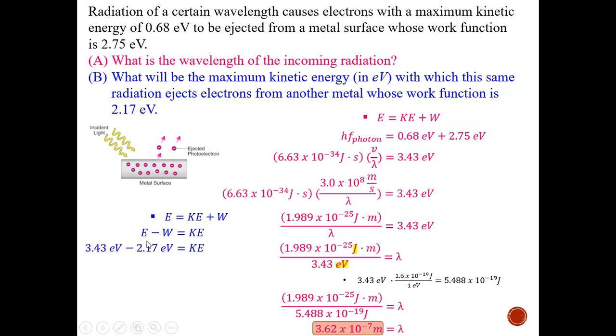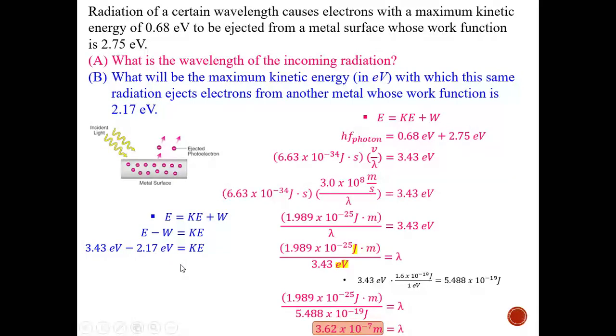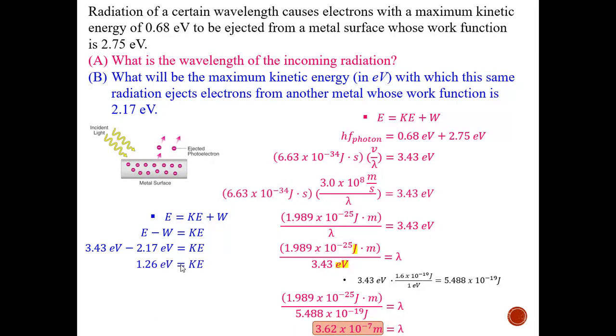So I'm going to plug it in. Here, E is 3.43 eV. I want to subtract from that the work function, which is given as 2.17 eV. So I'm just going to take the difference, and that will give me my Ke. And because it's in electron volts, I'm done. So how much energy was coming in? 3.43 eV. How do I know that? Because we calculated that in part A. What's the work function? 2.17. So the leftover energy is 1.26 eV, and that is the kinetic energy with which these electrons move. That is the answer for part B. I hope that helps. Stay nerdy.